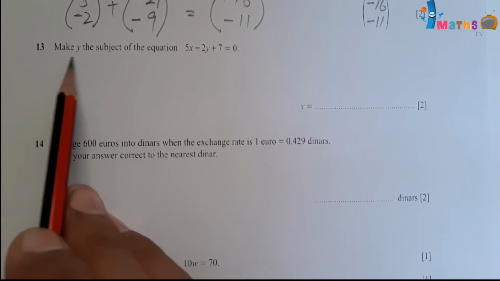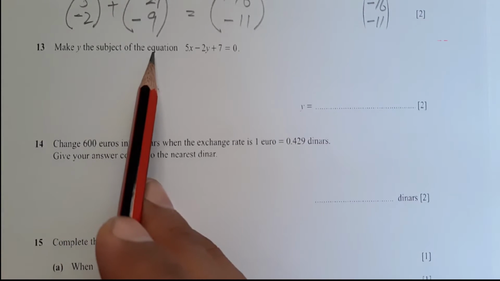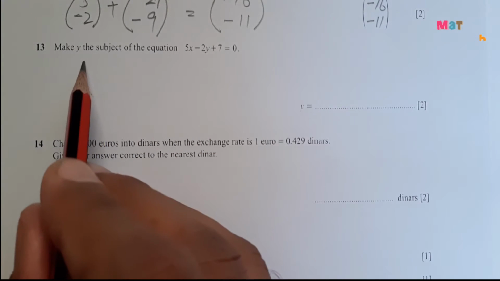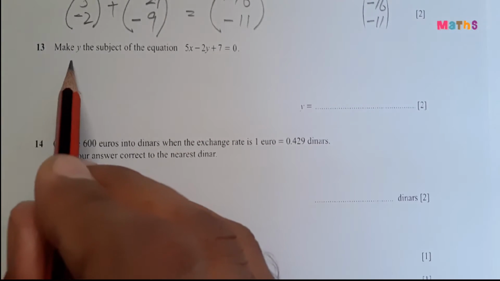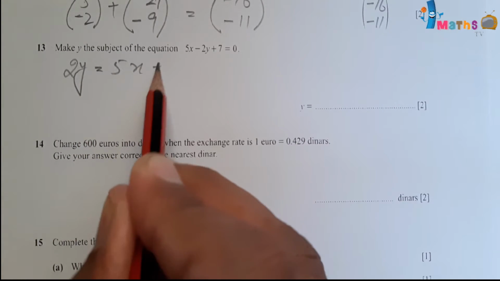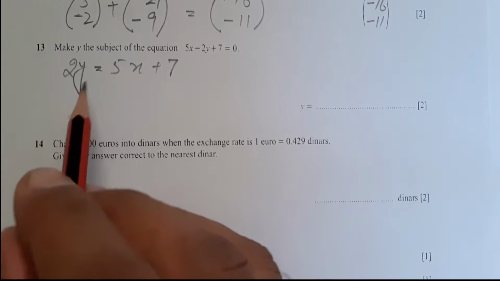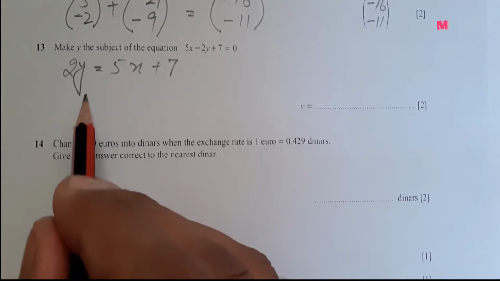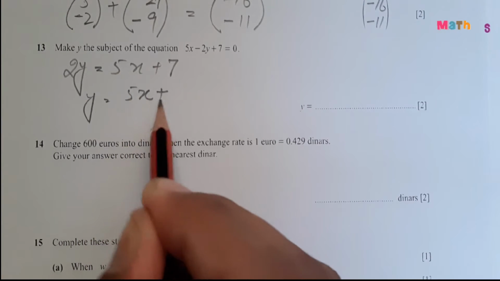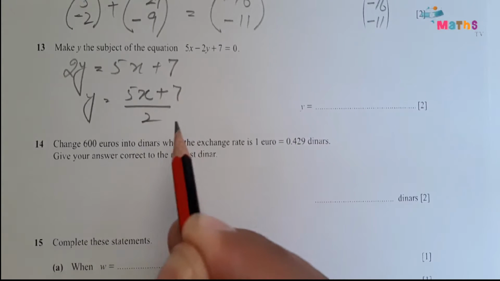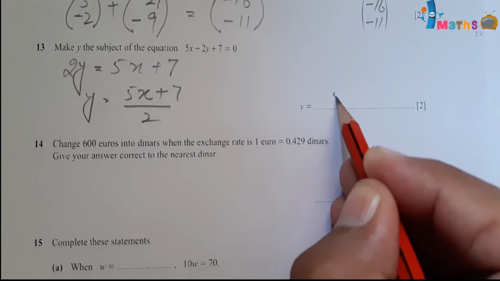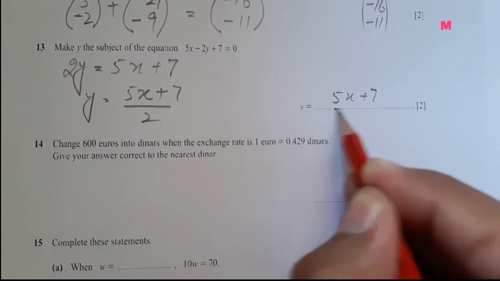Question number 13. Make y the subject of the equation. So y is here, so we'll send 2y to the other side. So 2y is equal to 5x plus 7, and then we can shift 2 also. So y will be equal to 5x plus 7 divided by 2. So this will be the subject. Answer will be 5x plus 7 divided by 2.